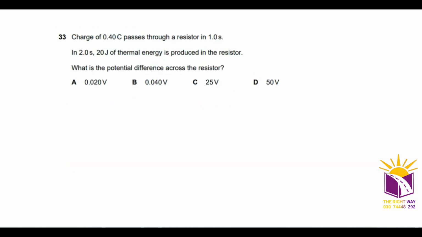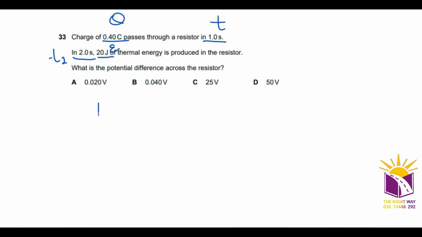Question number 33. A charge of 0.40 coulomb passes through the resistor in 1 second. So this is your charge and this is your time. In 2 seconds, let's say time T2, 20 joule of energy E is produced in the resistor. What is the potential difference across the resistor?